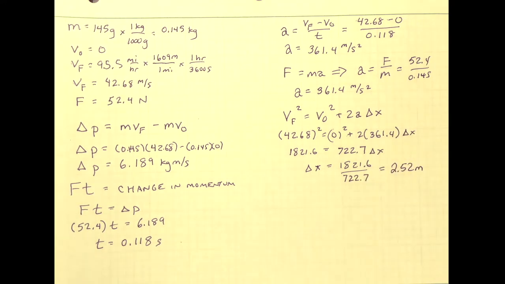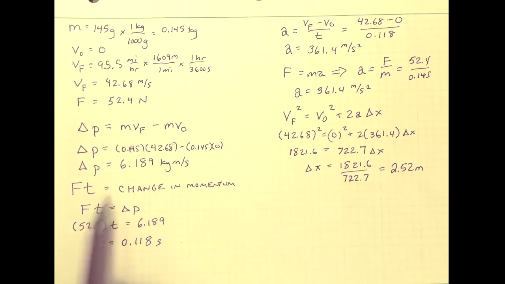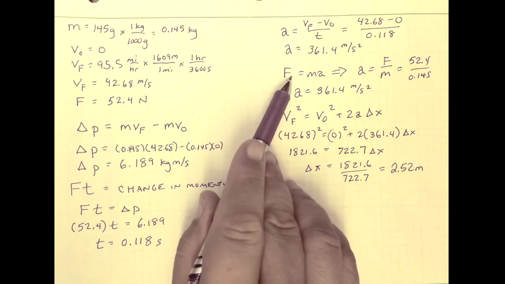So the ball experiences a displacement of 2.52 meters while it is in the pitcher's hand. Again, this is the same result that we got when we used the work energy theorem. So this is an encouraging result. Not terribly surprising, since both the impulse formula and the work energy theorem are derived from Newton's second law.